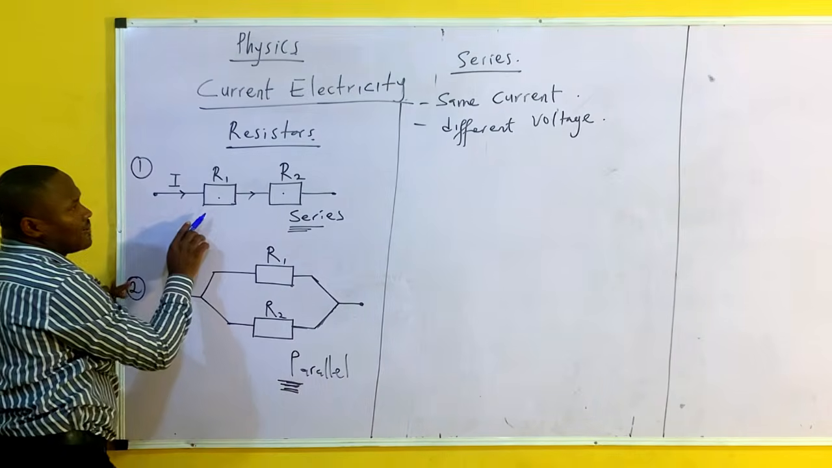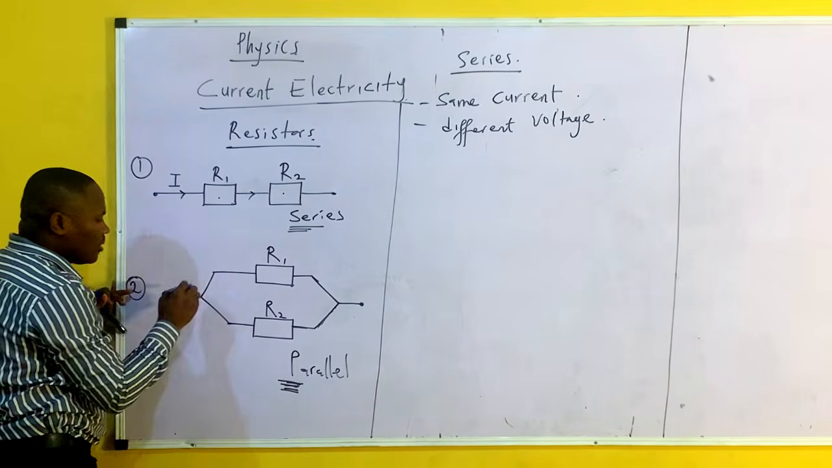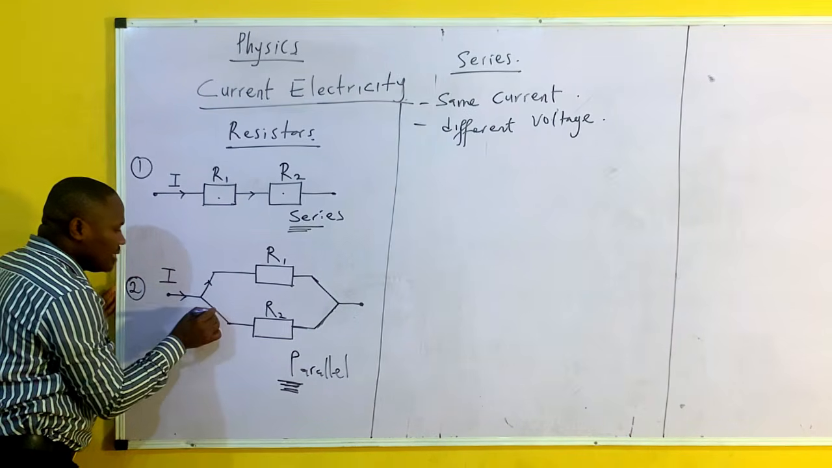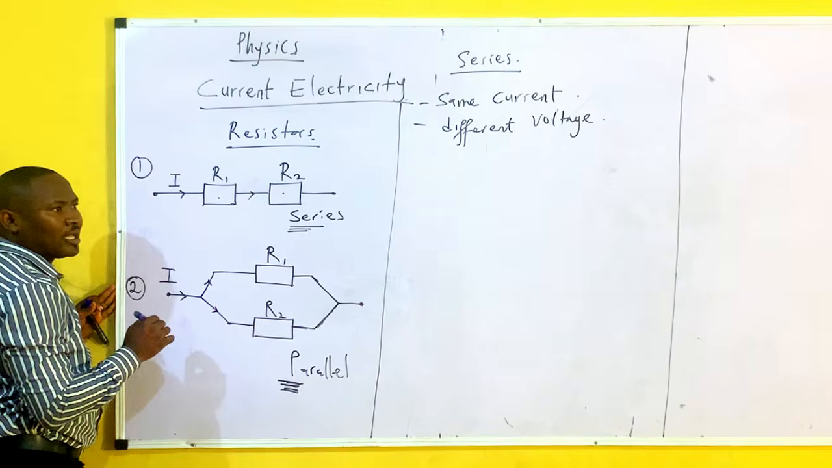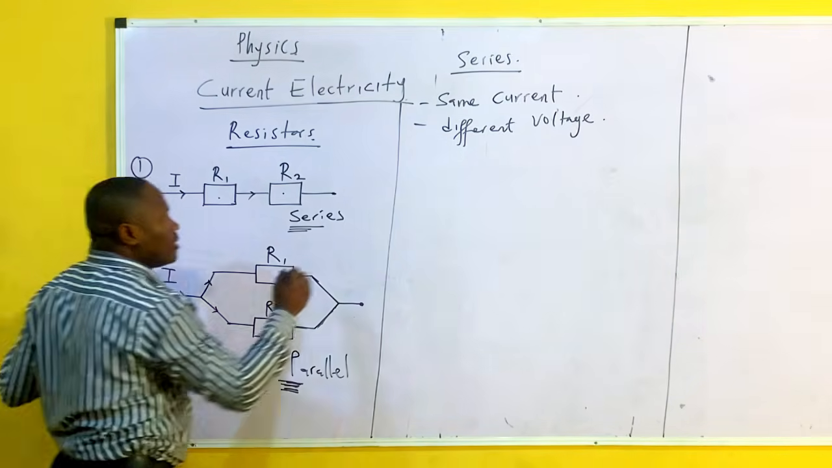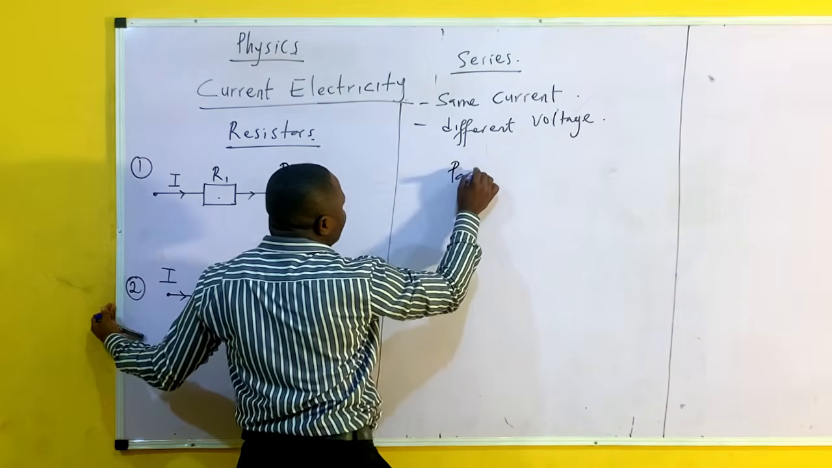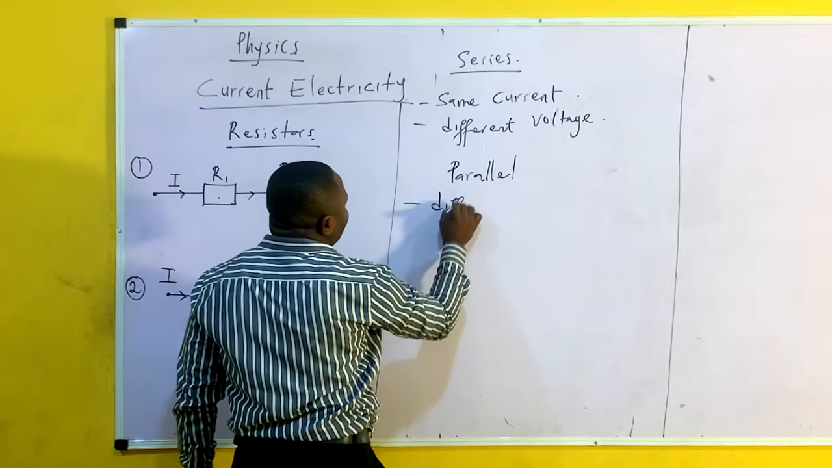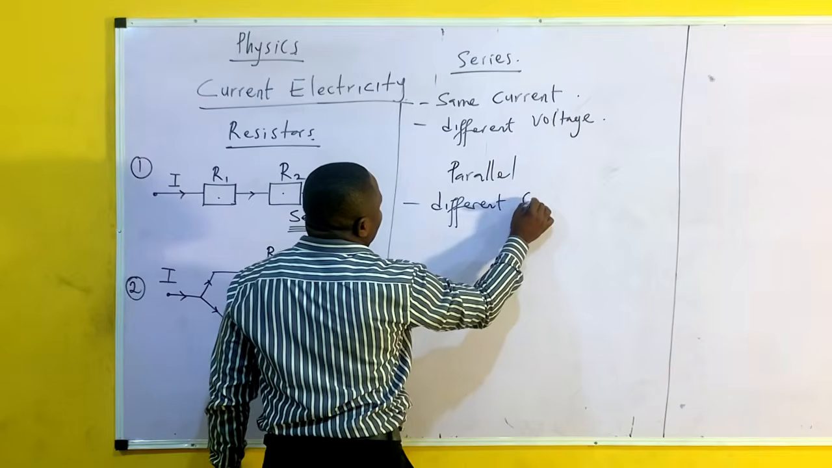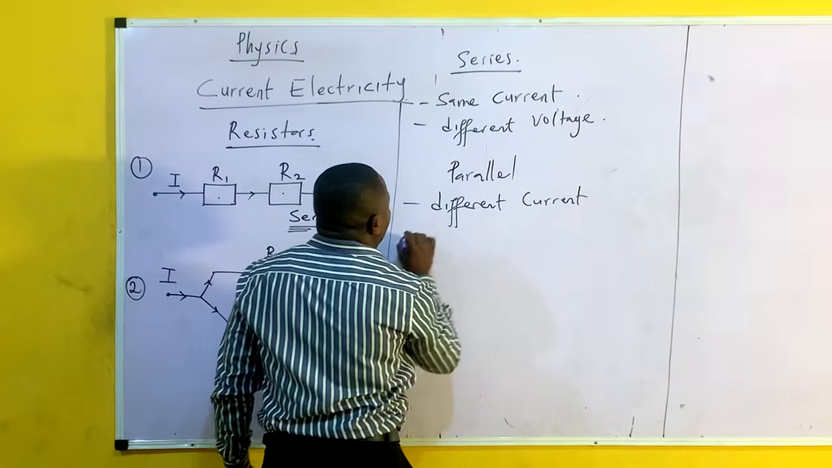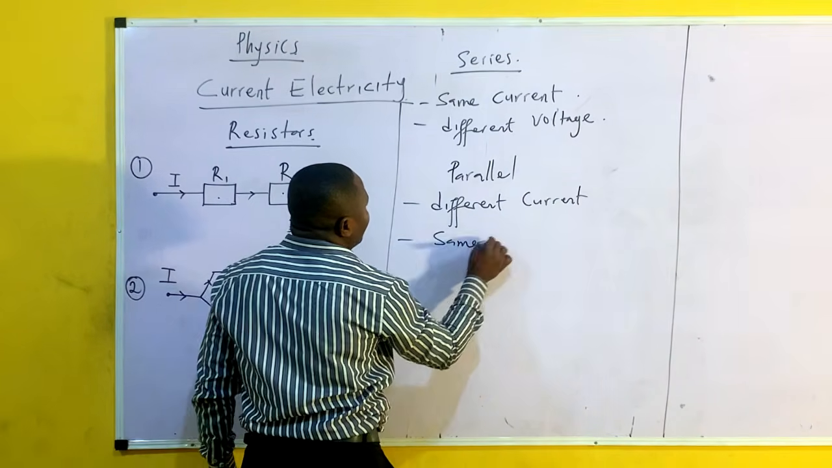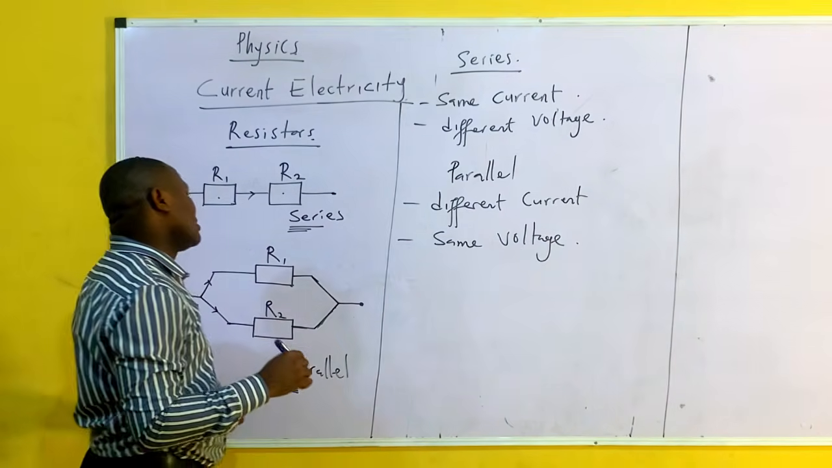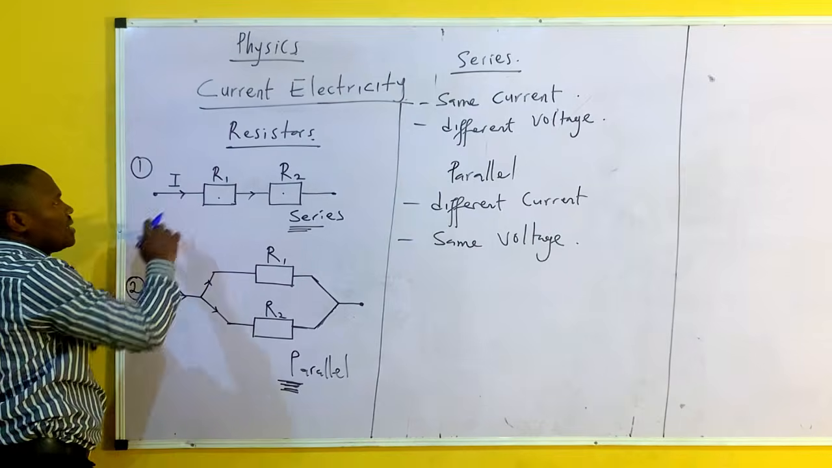In series, they have the same current, but in parallel, the current coming here is divided into here and here. Hence, in parallel, we have different currents and we have the same voltage. Take note of this. So now, what about in series?